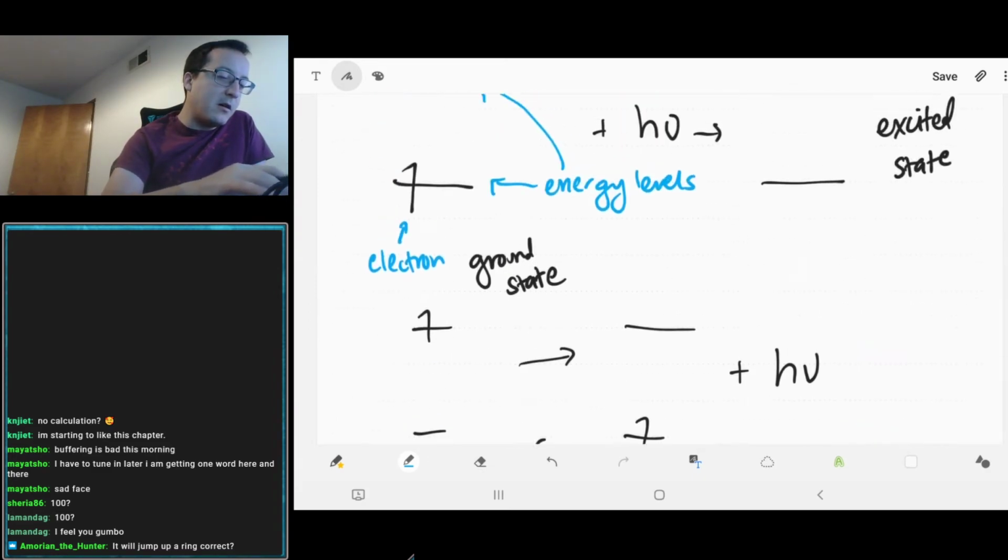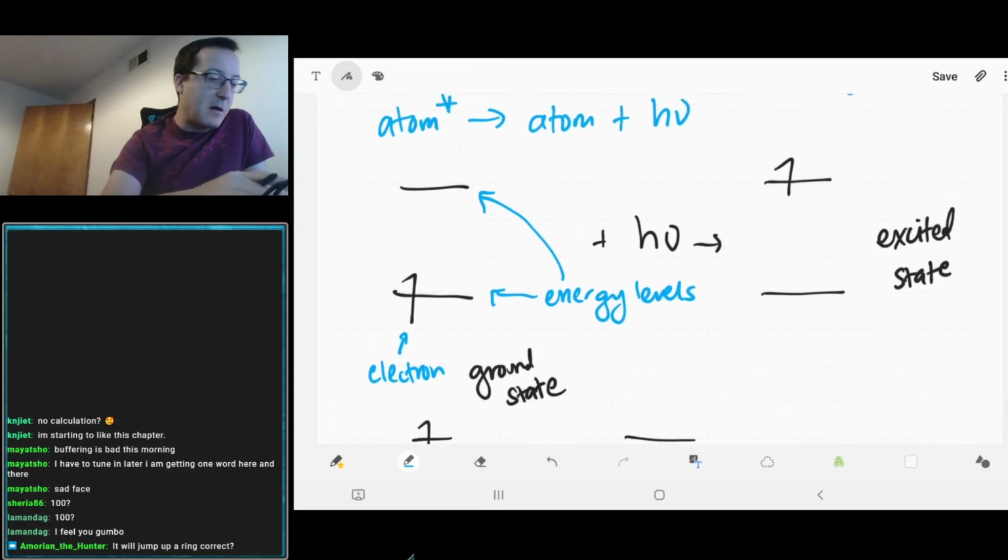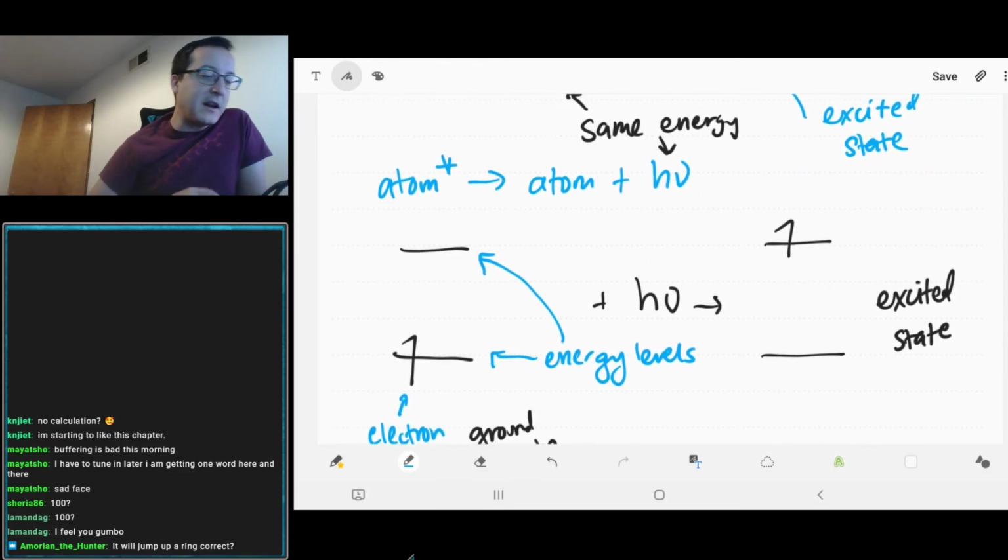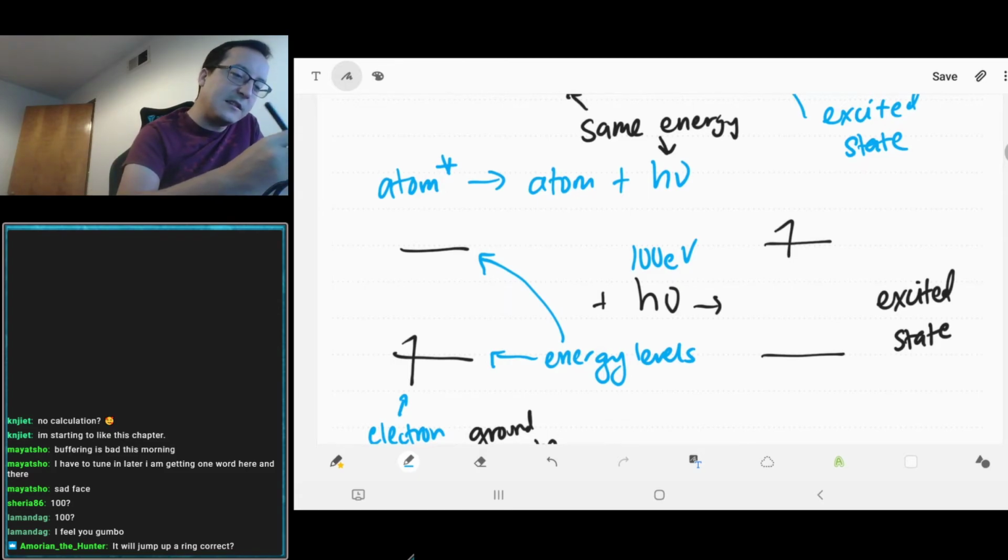So remember, I'm sorry to have to keep scrolling up on this. We put in a certain amount of energy. Let's say it's, I don't know, 100 electron volts or something. Or you know what? Let's just say it's purple light.